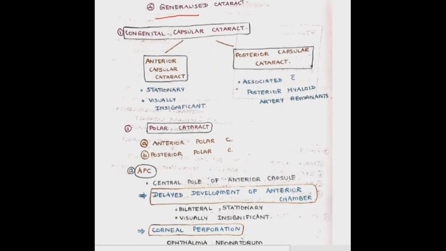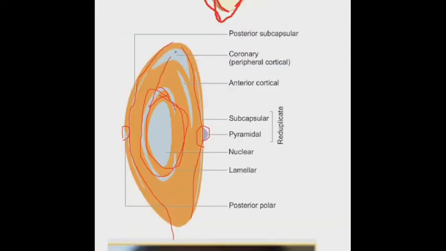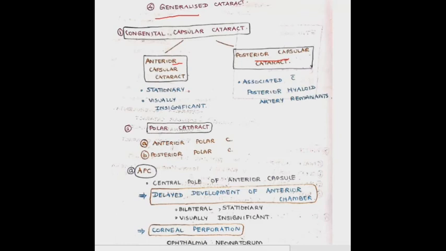First, congenital capsular cataract. As I mentioned, it is classified into anterior capsular and posterior capsular cataract. Anterior capsular cataract occurs in the anterior capsule of the lens, anywhere in this region. Anterior capsular cataract is mostly stationary and visually insignificant. As there is no loss of vision or visual disturbance, there is no problem with this anterior capsular cataract.